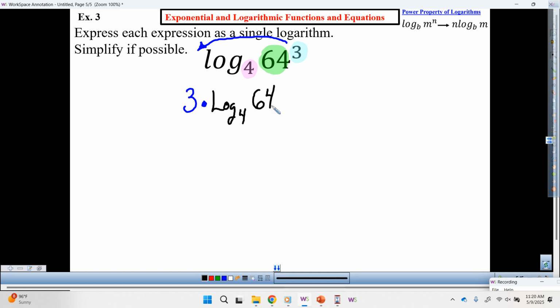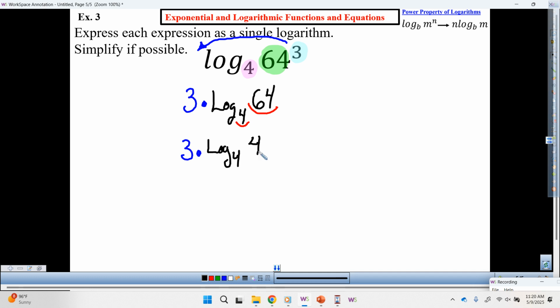Here goes the next step because we need to simplify this as much as possible because at the end it says simplify. What do we do next? Well, next, look up. We want to make sure that this has the same base as that. So, check this out. I bring down the 3 again. I bring down the log 4. And I write 64 in base 4.